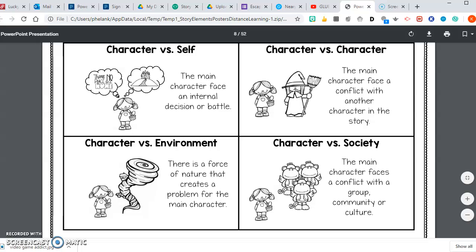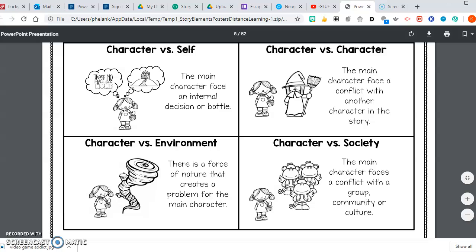And character versus society. So this is where the character is fighting with a larger group, community, or culture. So this is where you've got one individual kind of fighting everyone. I don't know if you've read The Hunger Games, but The Hunger Games is the story that I think of every time I think of this, where you've got that one character, Katniss Everdeen, and she is kind of fighting against the way society has been structured and the unfair ways that it's been set up. So you're really thinking of one character who is trying to change something with a whole group of characters.